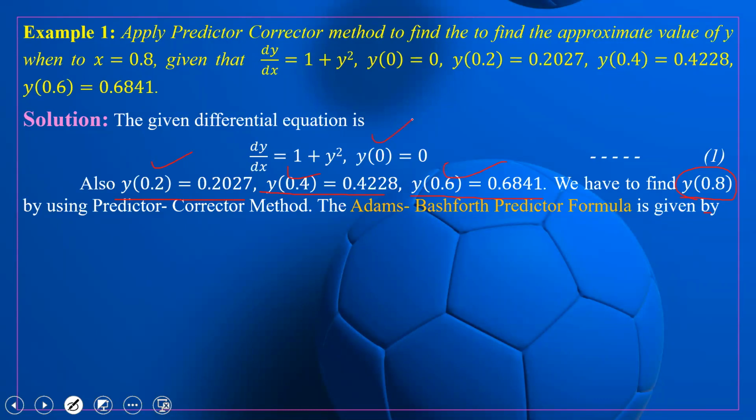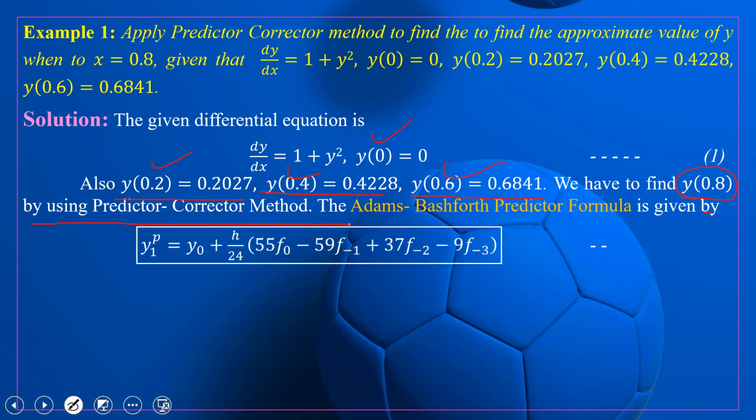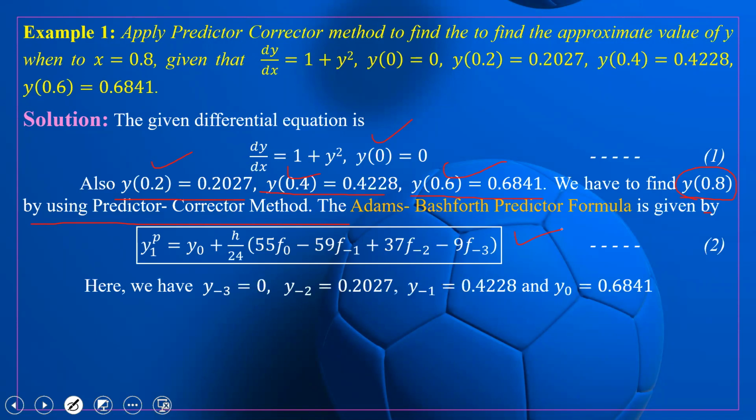4 values are given. By using the predictor-corrector method, the Adams-Bashforth corrector formula is given by, we have already discussed about this formula. So this is the Adams method formula. We will use this method to find the predictor formula. So here y minus 3, we started from this point. This is y minus 3, which is 0. Then y minus 2 is 0.2027. y minus 1 is 0.4228. And y0 is the last value.